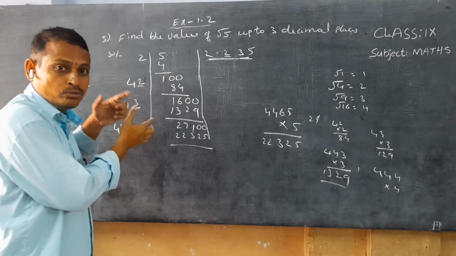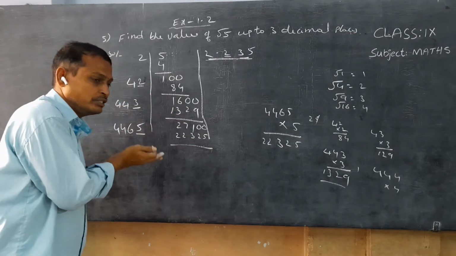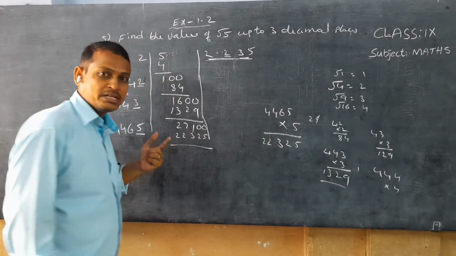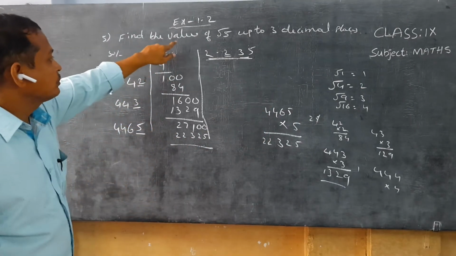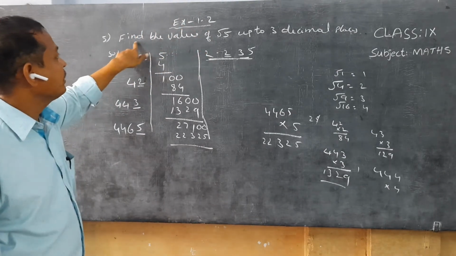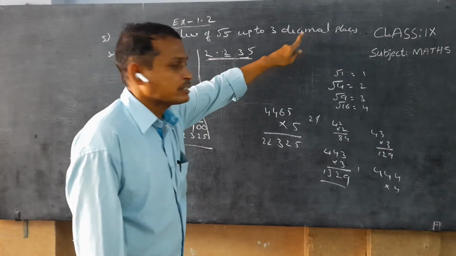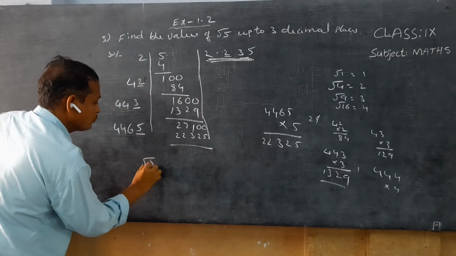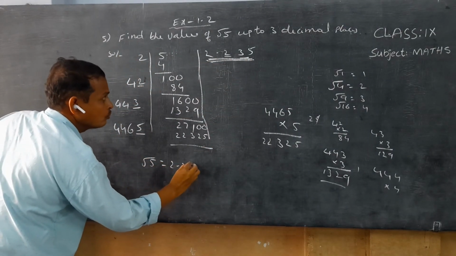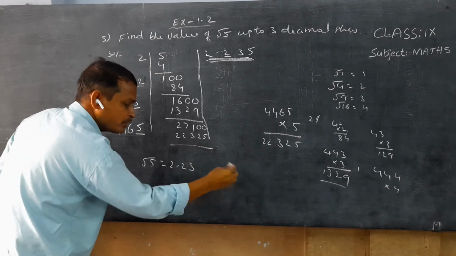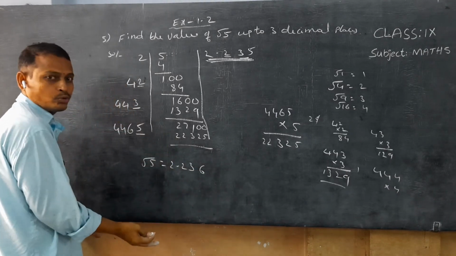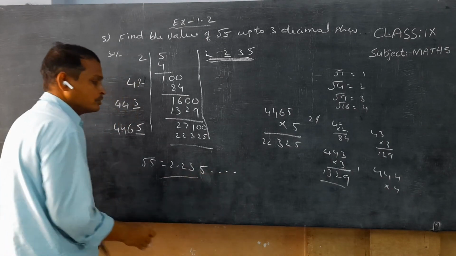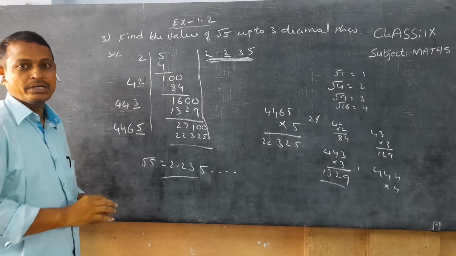But we should not leave a remainder of 0. So it is a repeating decimal. So children, find the value of root 5 up to 3 decimals. So what is the value of root 5, children? Root 5 is 2.23. Again, as a repeating decimal, we must write it as 2.236 also. So on, repeating. Okay, thank you children.